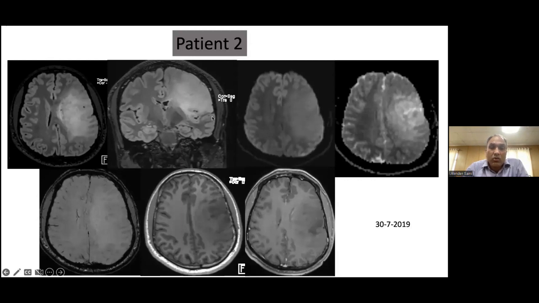Look at the insula here. The insula is getting depressed here. It is going into the external capsule, causing mass effect on the ventricles, which are displaced. There's no diffusion restriction present, no hemorrhage within the lesion.